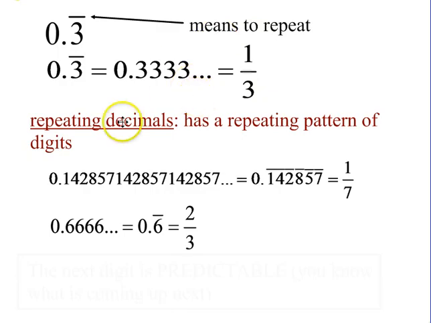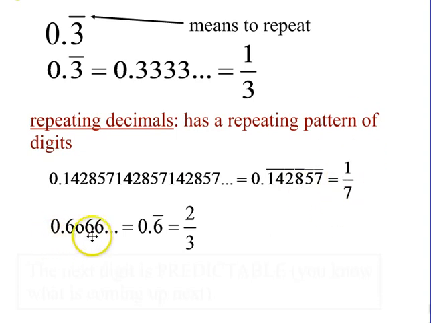rational number. Let's take a look at ones that are sometimes a little confusing for students. Like this really long number here that keeps on going. Well, notice that's 0.142857, 142857, 142857. So those numbers there repeat. So the fact that it repeats, I can tell what's coming up next, and that's going to tell me it is a rational number. This one happens to be 1/7.